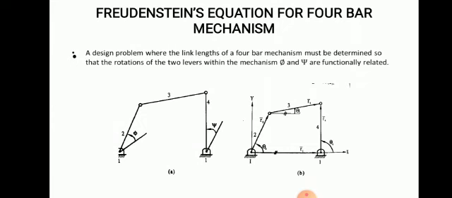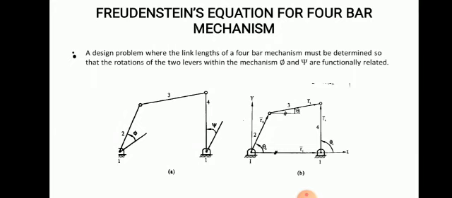In function generation, the motions of the input and output links must be correlated. For example, designing a four-bar mechanism to generate a function y equals f of x, where x indicates the motion of the input link, and the mechanism is to be designed such that the motion of the output link would approximately be the function y. That is what we did in the last class.